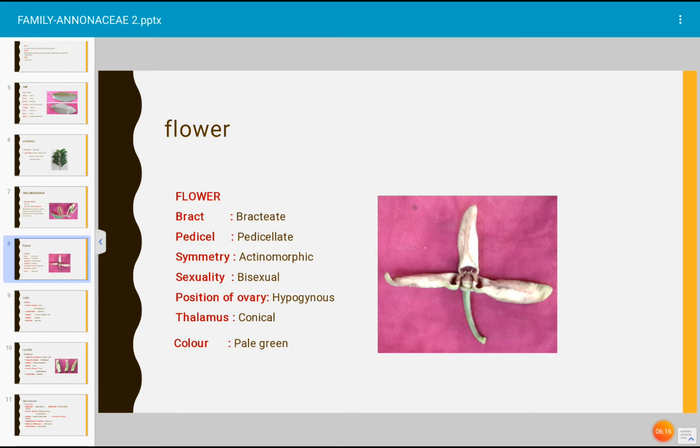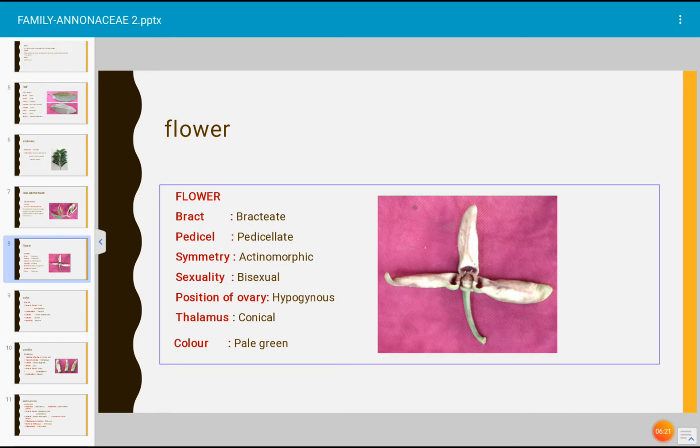How is the symmetry of the flower? If you divide the flower, two equal parts are formed, hence the flower is actinomorphic. Okay. Sexuality of the flower, it is a bisexual flower. Bi means two. Bisexual flowers mean that androecium as well as gynoecium is present in the flower. Therefore, such a flower is described as a bisexual flower. And a bisexual flower is also described as a hermaphrodite flower. In some books, the word hermaphrodite is used for bisexuality of the flower.